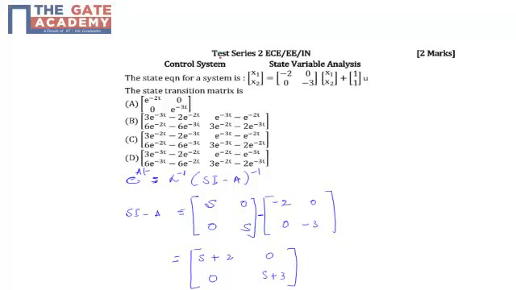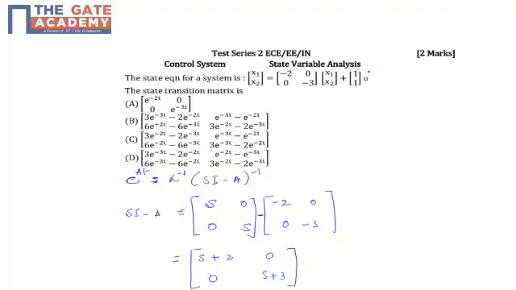Hello, the given question is from test series 2, subject control system and chapter state variable analysis, and this question is a 2 marks question. Here the given state equation model has x1 x2 equal to minus 2 3 0 3 minus 3.